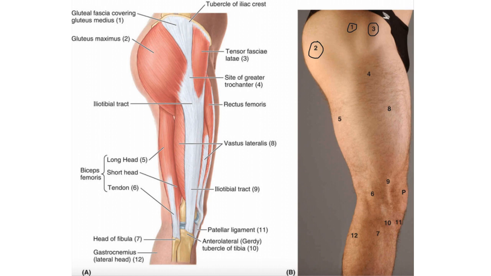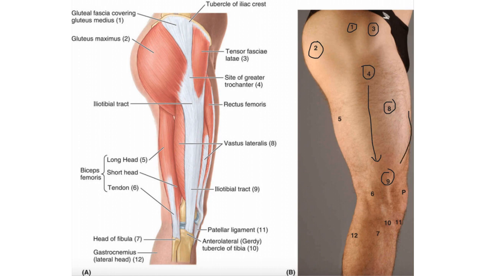iliotibial tract. So number 4 here is the greater trochanter, but if you follow that down, usually in runners, in athletes, you can feel a very flat band there, and that's the iliotibial tract. You should also be able to locate number 8, the vastus lateralis muscle. You can see the bulge down near the knee.